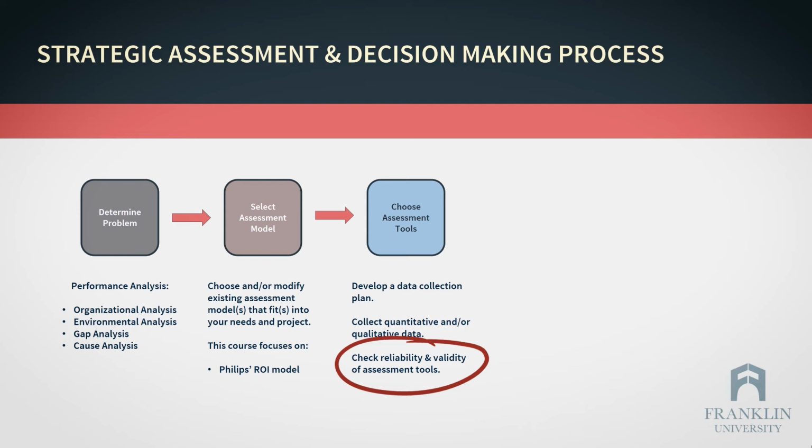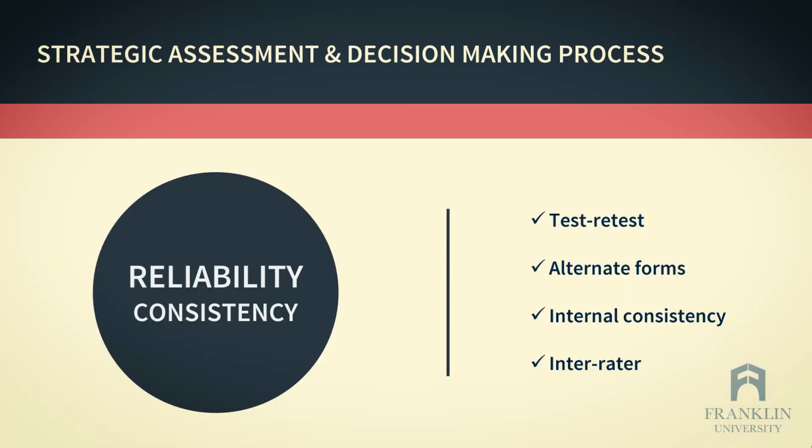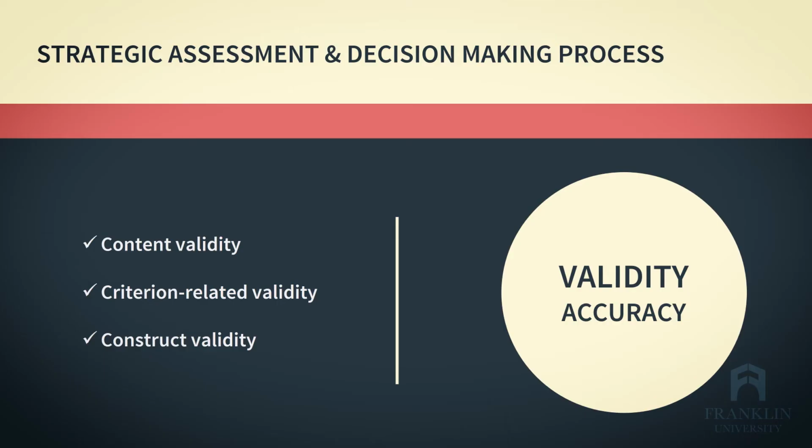There are many different types of reliability and validity tests in the field. In this course, you will learn major types of them. For example, to establish reliability, you will learn test-retest, alternate forms, internal consistency, and inter-rater reliability. To establish validity for your assessment tool, you will learn content validity, criterion-related validity, and construct validity.